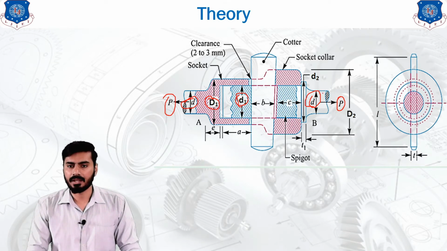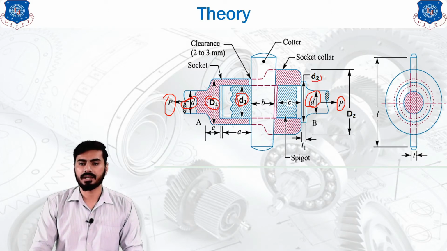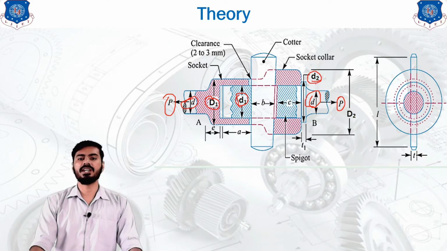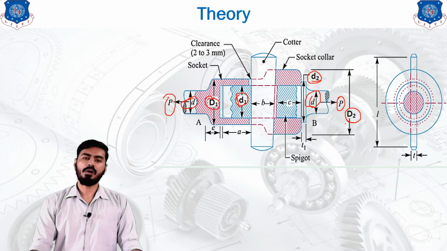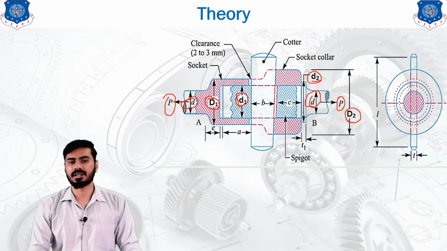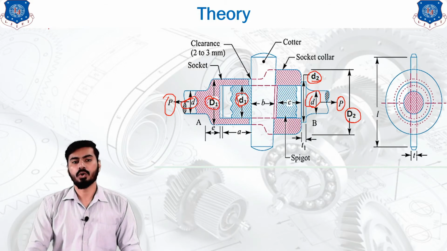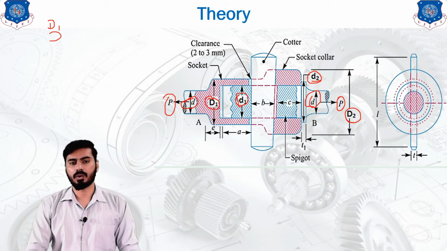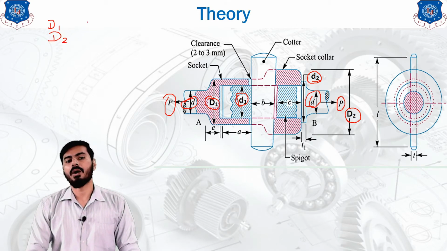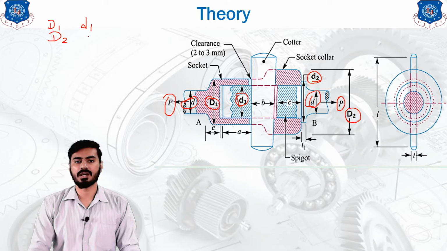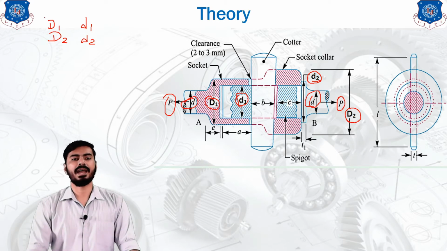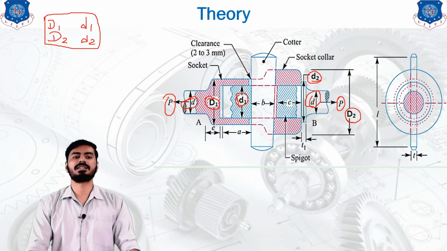Now the outer diameter of the spigot collar is small d2 and the outer diameter of the socket collar is capital D2. Now you can easily remember those diameters by their names also. So all the socket diameters are capital: socket outer diameter and socket collar diameter. And all the spigot diameters are small: spigot inner diameter or spigot diameter or rod diameter, and spigot collar diameter. So you can identify and remember those diameters in a sequence like this.